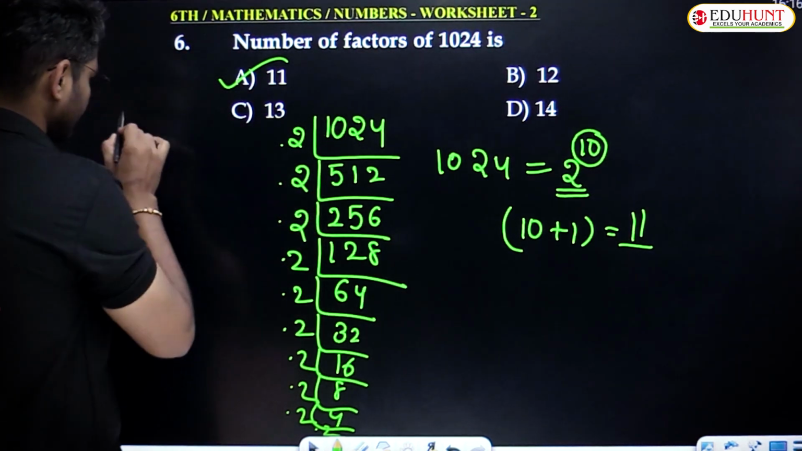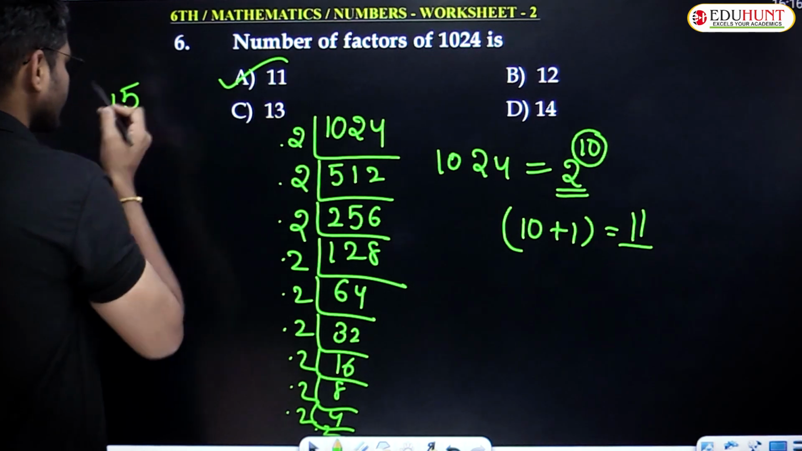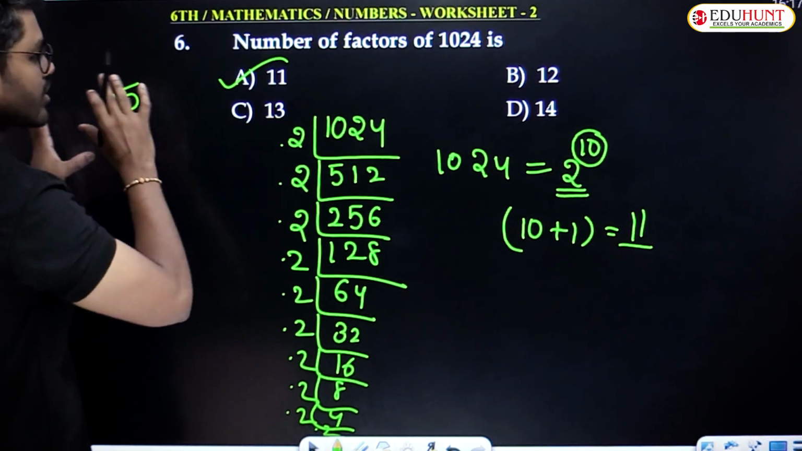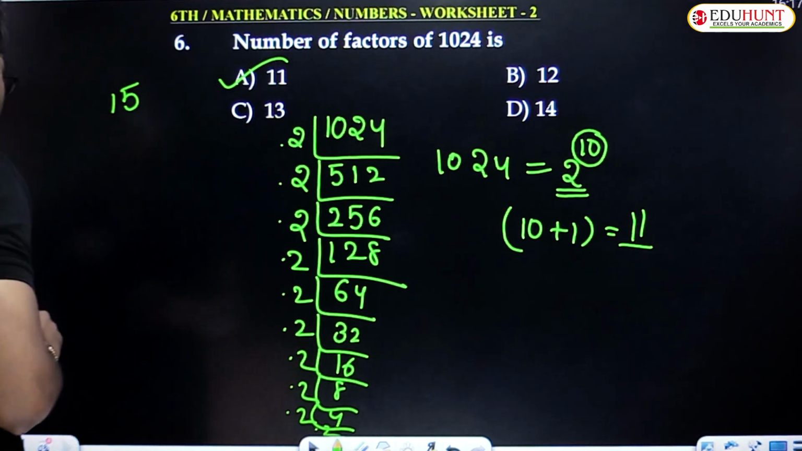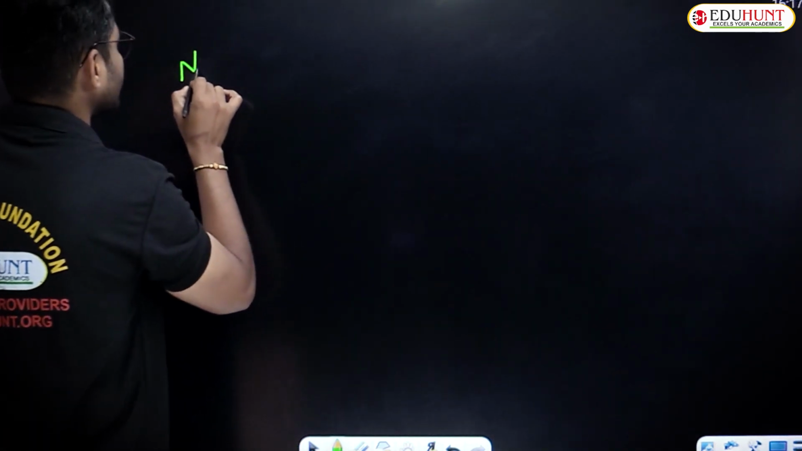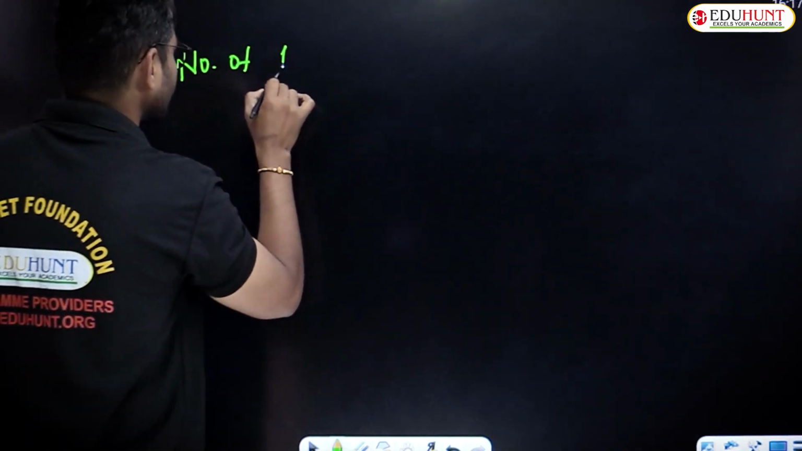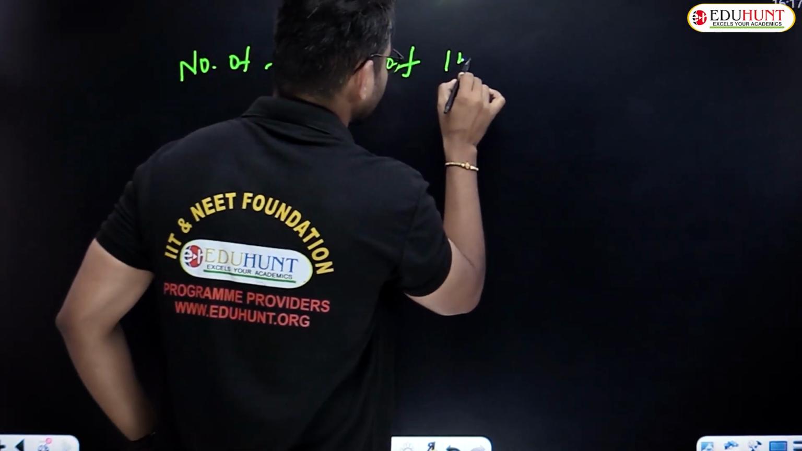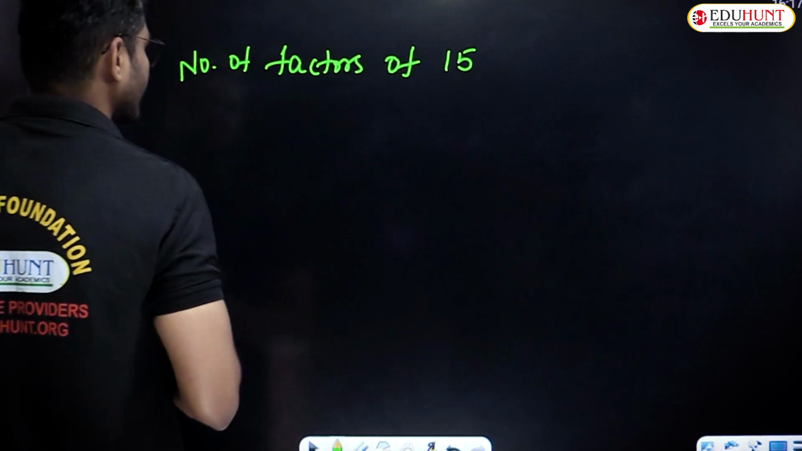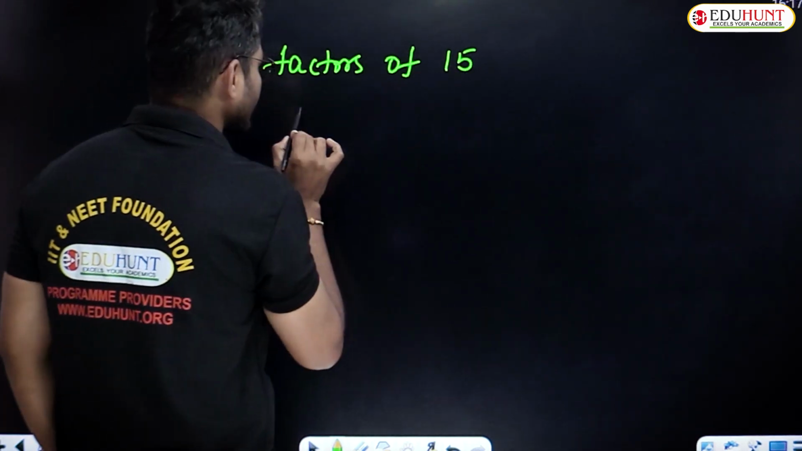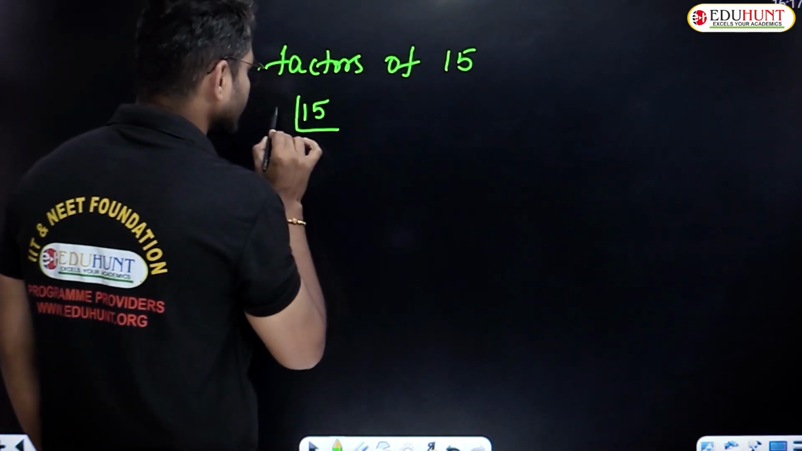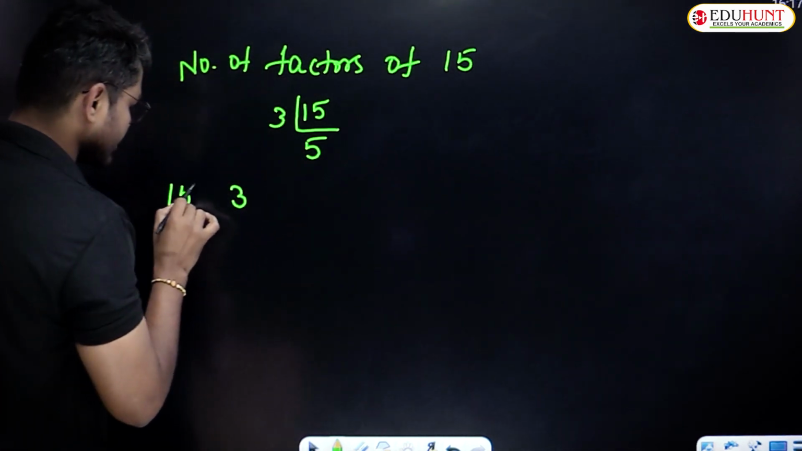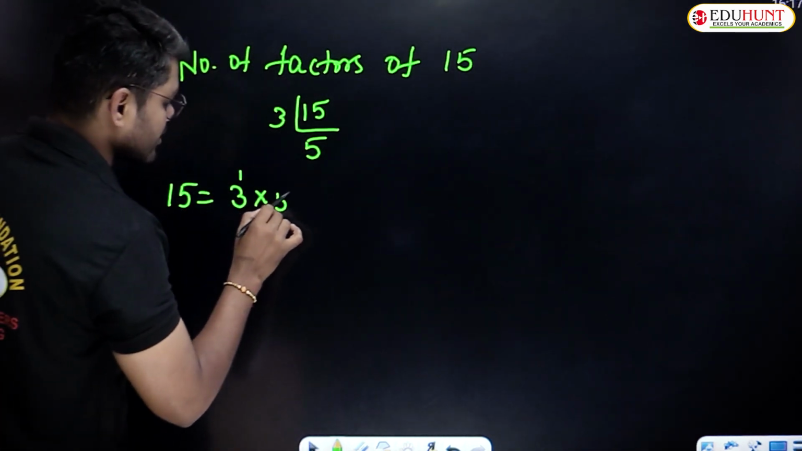Let's take 15. 15, we know that how many factors will be there for 15. Find the number of factors of 15. So how can we find? First prime factorize this one, 15. 3 fives are 15. So 15 can be written as 3 power 1 into 5 power 1.